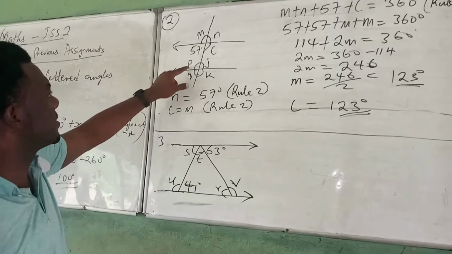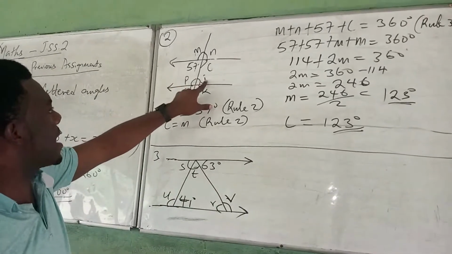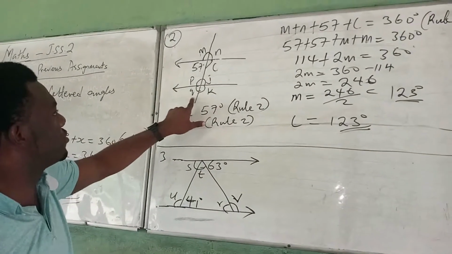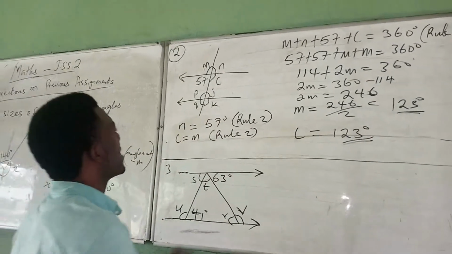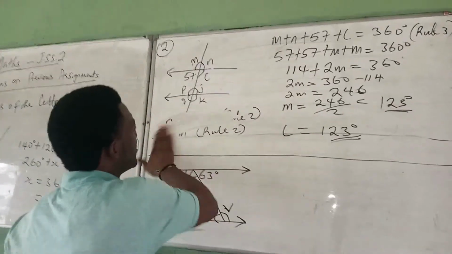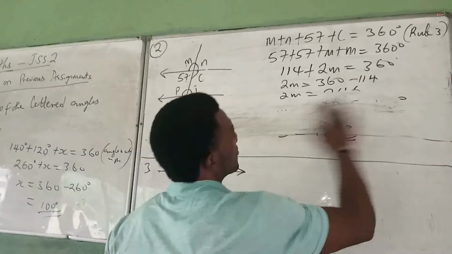Now we have to find for P, J, Q, K. Now we have to pin it off so as to.